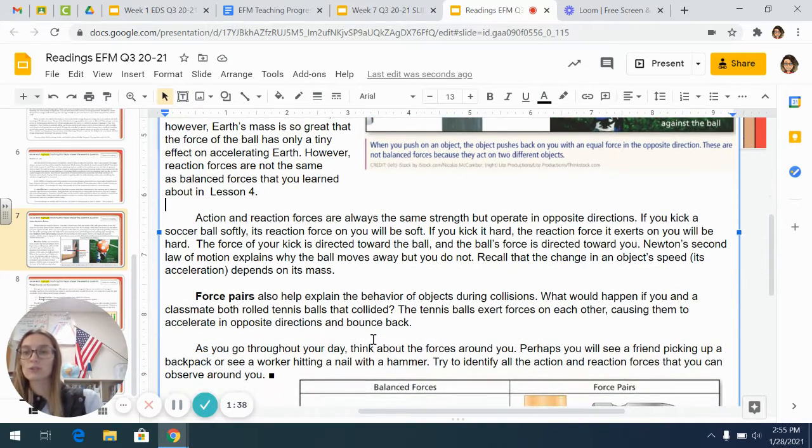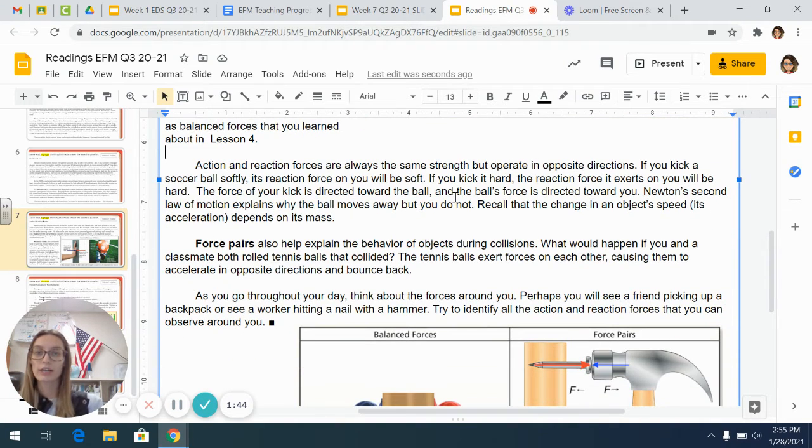However, reaction forces are not the same as balanced forces that you learned about in Lesson 4. Action and reaction forces are always the same strength but operate in opposite directions. If you kick a soccer ball softly, its reaction force on you will be soft. If you kick it hard, the reaction force it exerts on you will be hard. The force of your kick is directed towards the ball, and the ball's force is directed towards you.